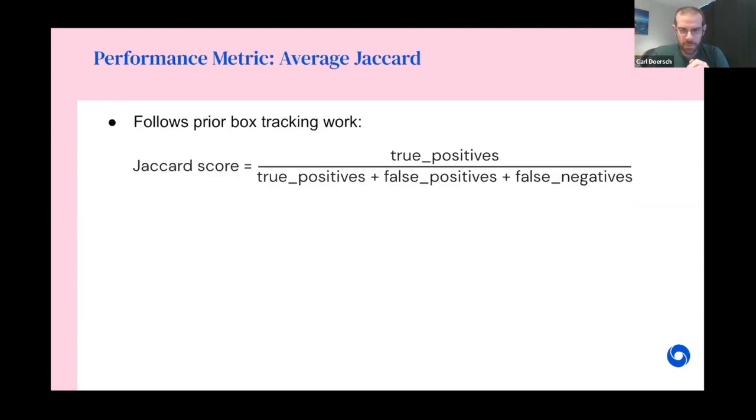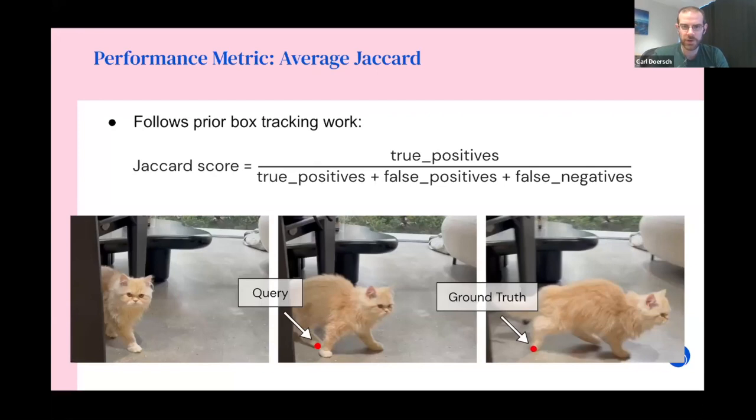So next, let's talk about how we actually evaluate this quantitatively. For this, we use a Jaccard score, which is kind of like a temporal intersection over union, which is going to be familiar to people who are working in object tracking. But again, this is a novel task, so this is not exactly the same as what's been used before. So again, a Jaccard score is true positives over true positives plus false negatives.